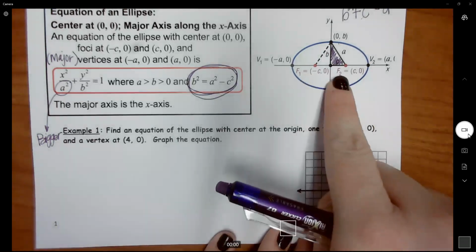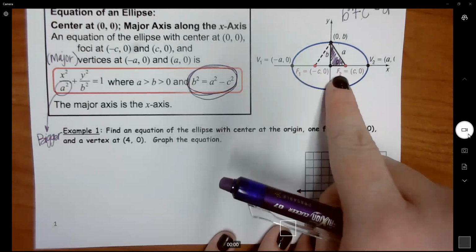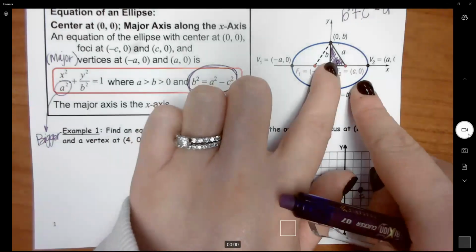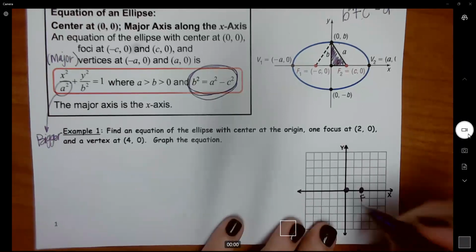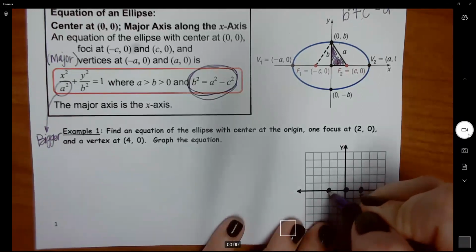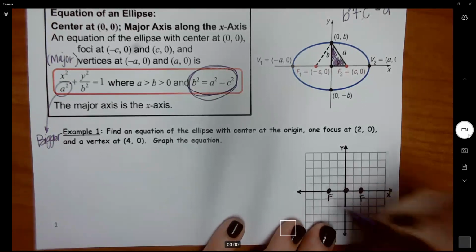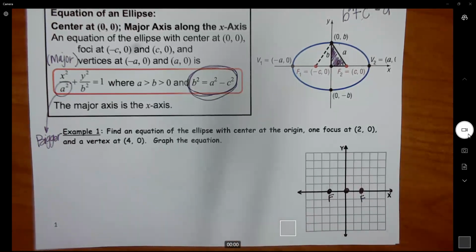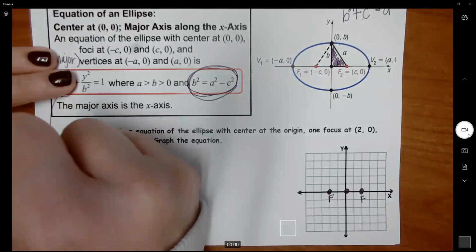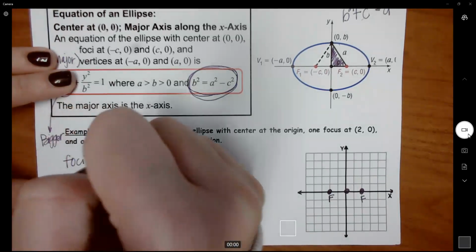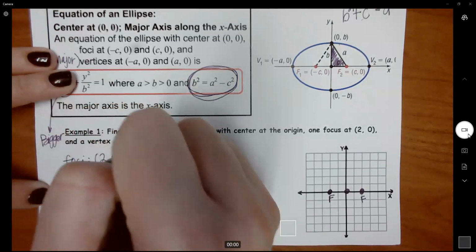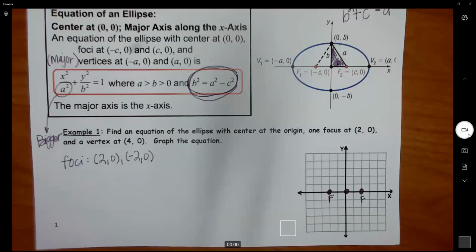Your focus is always an equal distance from your center. So if one focus is 2 units away, I can go 2 units in the opposite direction here to make this my other F. So my foci are 2, 0 and -2, 0.